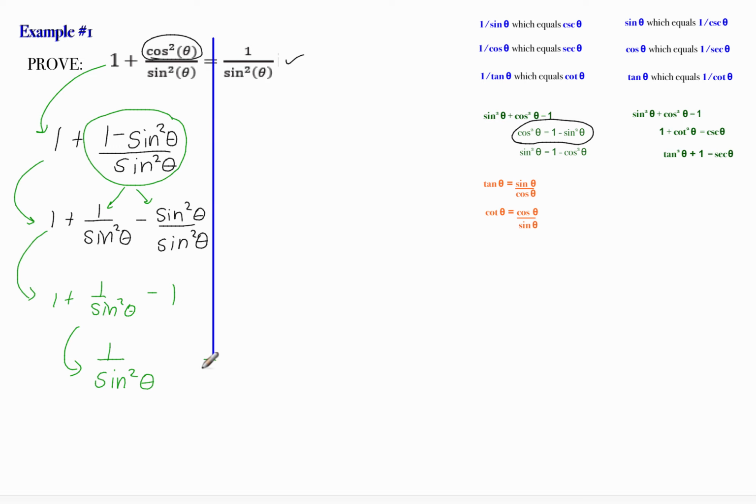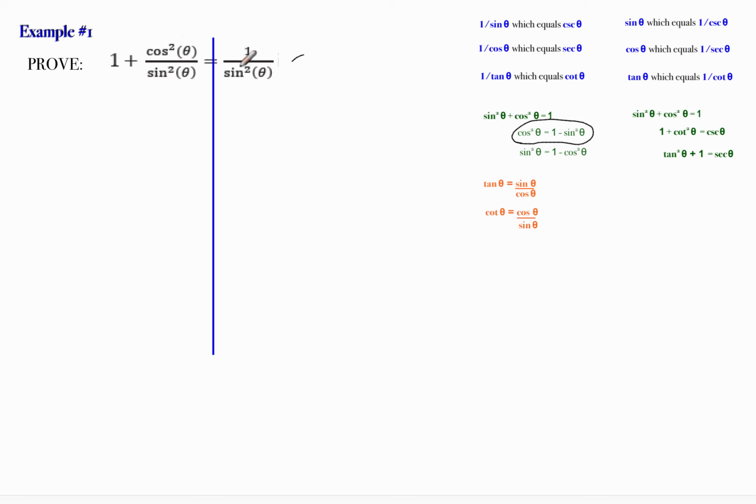And then your final step is to write, yes, that does indeed equal the right side. Notice there was no work done on this side. We set out to prove that the left side can be manipulated to look like the right side. Now, we could have started on the right side and made it look like the left side.